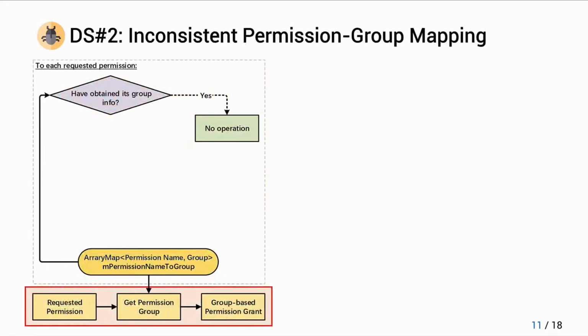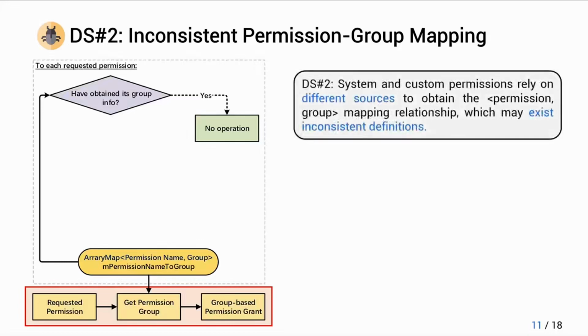Design shortcoming number 2 is inconsistent permission group mapping. As mentioned before, the grant of dangerous permissions is group-based. When processing a dangerous permission granting request, the system will query the requested permission's group information. However, we found that system and custom permissions rely on different sources to obtain the permission group mapping relationship.